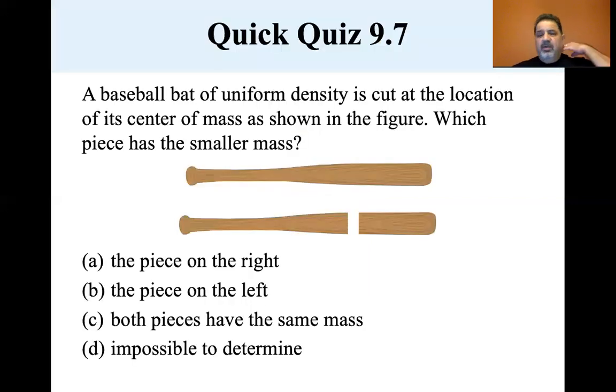Okay, here's a quick quiz. A baseball bat of uniform density is cut at the location of its center of mass as shown in the figure. Which piece has a smaller mass? Now, you would probably intuitively think, oh well, they're both the same, but that's not correct. The piece on the left is actually smaller because of the distribution of the masses. The piece with the handle will have less mass than the piece made up of the end of the bat.